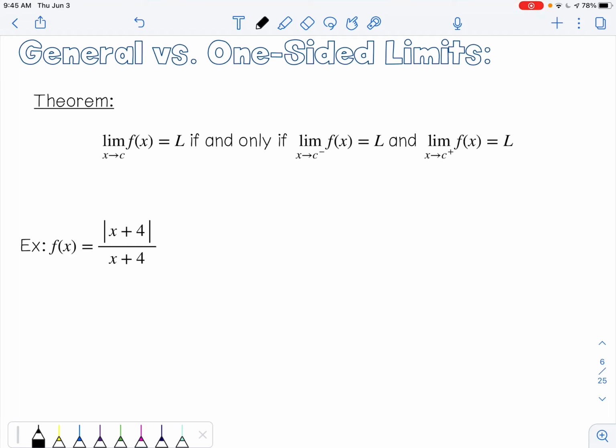So we also have general and one-sided limits. We have a theorem in math that says that the limit as x approaches c of f of x equals L. This is what we call the full limit, or the general limit, if and only if the limit as x approaches c from the left equals L, and the limit from the right equals L.